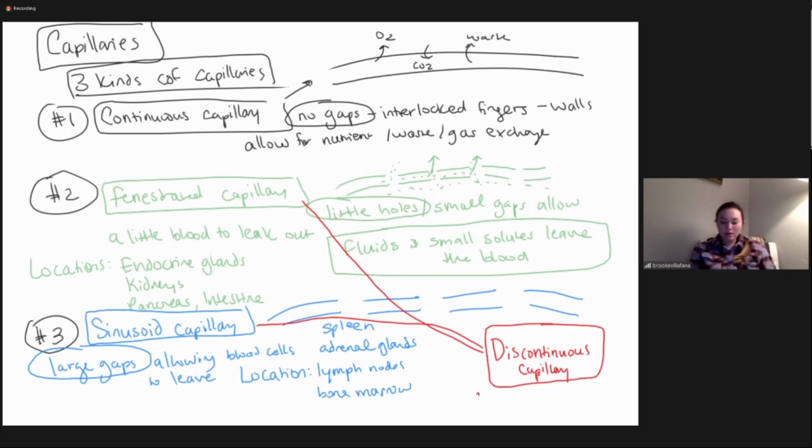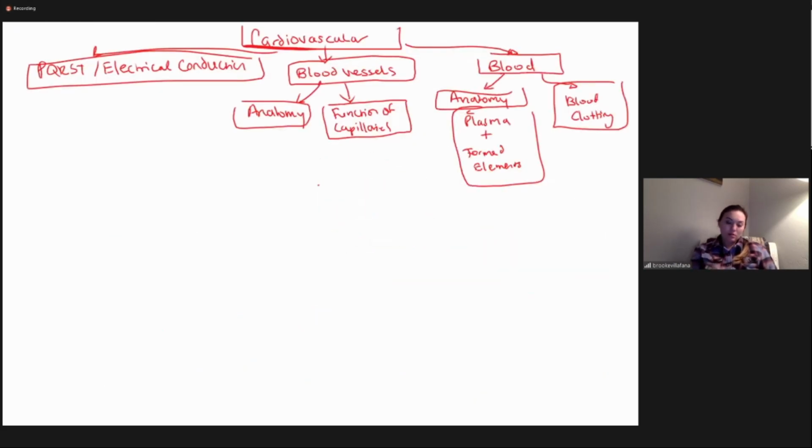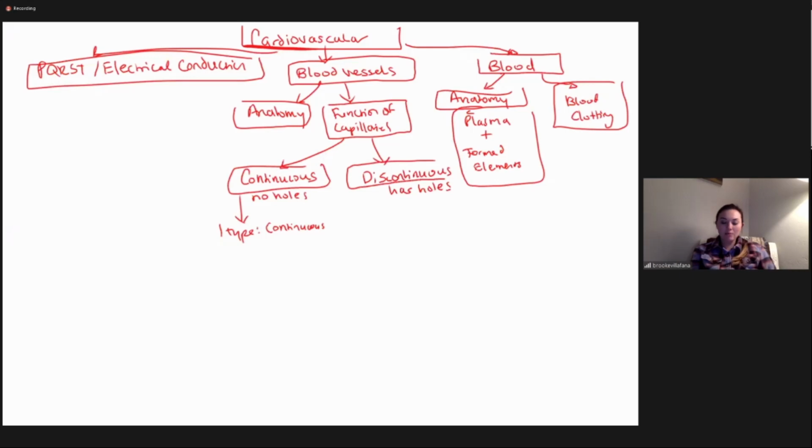A discontinuous capillary is a type of capillary with holes, versus a continuous capillary that has no holes, right? I'm going to show you what I mean. Continuous has no holes. There's only one type, continuous. Discontinuous has holes, and there are two types of the discontinuous: the fenestrated and the sinusoid. Remember, the fenestrated have the little gaps, and then the sinusoid have the big gaps.